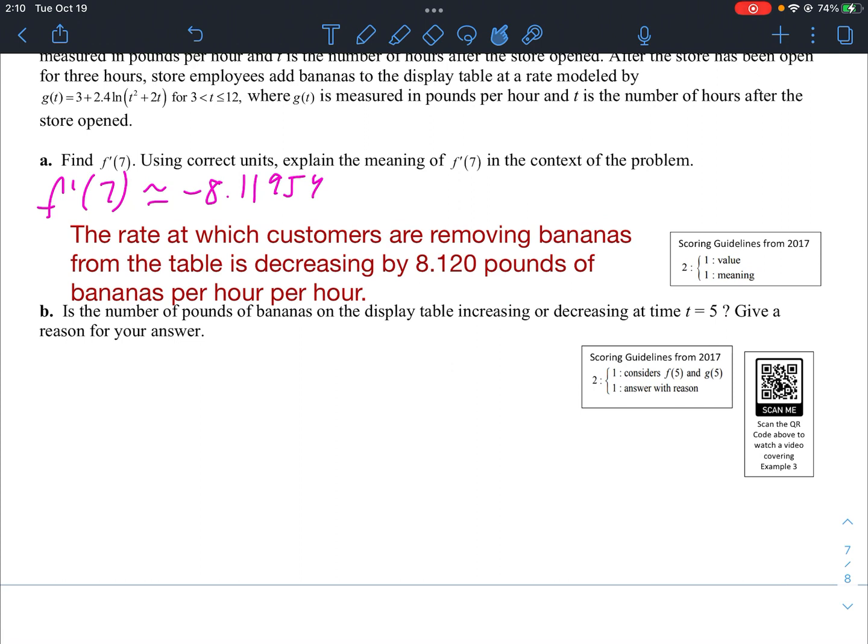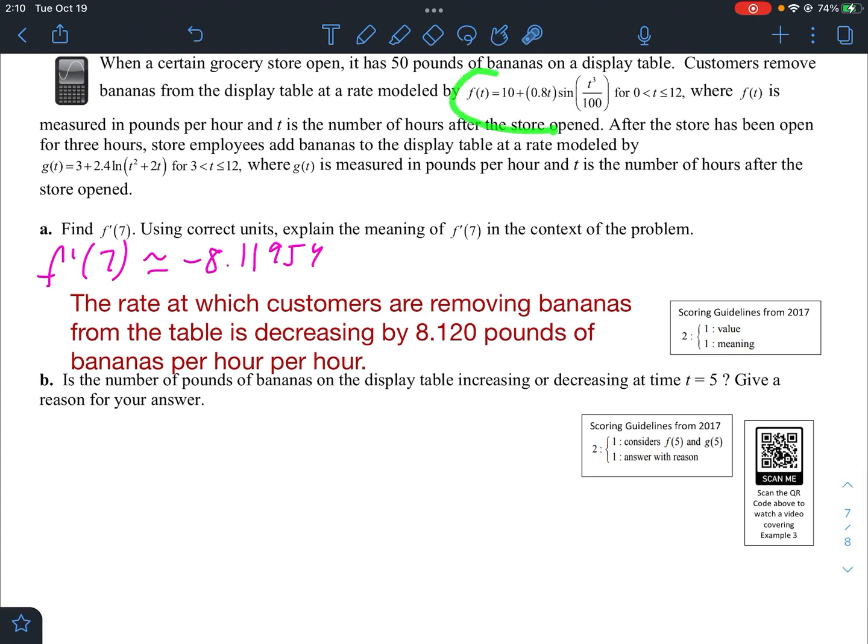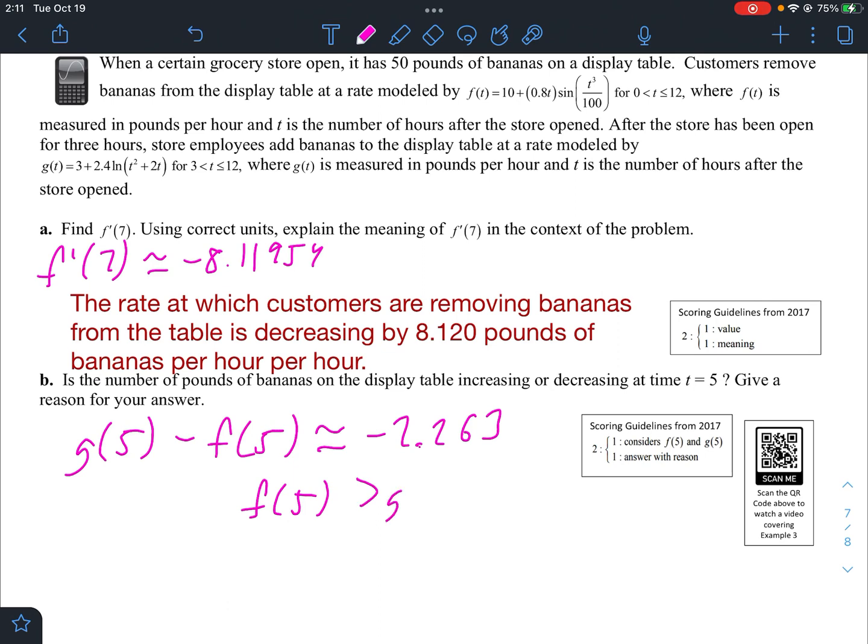Okay? And then part B: is the number of pounds of bananas on the display table increasing or decreasing at t equals 5? Okay? Well, remember, it's decreasing at this rate and increasing at this rate. All right? So if we can just figure out what g of 5 and f of 5 are and see which one's bigger. So I'm going to do g of 5 minus f of 5. And if that number is positive, then the amount of bananas is increasing. If that number is negative, then the amount of bananas is decreasing. So again, we can just use our home screen to do that. g of 5 minus f of 5, and we should get approximately negative 2.263. It doesn't matter what the number is. The fact of the matter is it's negative, which tells us that f of 5 must be greater than g of 5. Which tells us that the number of pounds of bananas is decreasing.